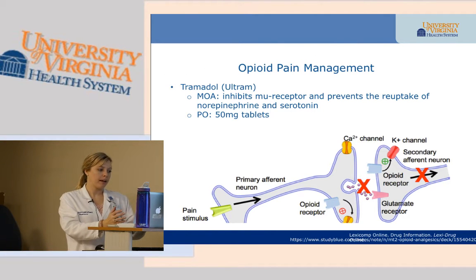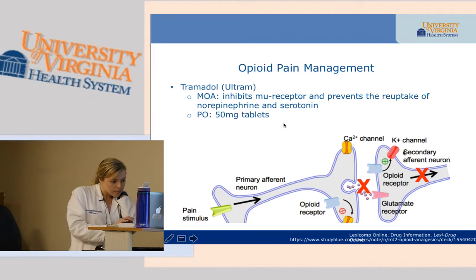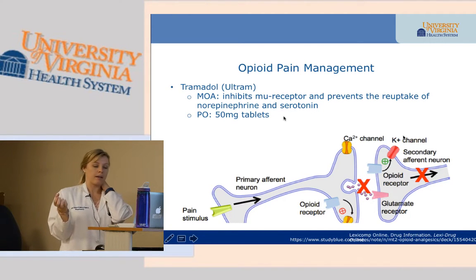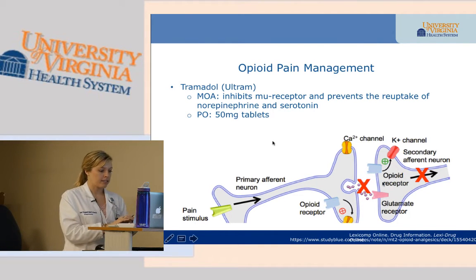So now opioid pain management. This is pretty common. So again, you have your neurons here, and the opioids act on the mu receptor to prevent the reuptake of the transmitters, so you have more of the transmitters that make you feel good and that you don't have any pain. That is basically how this works.